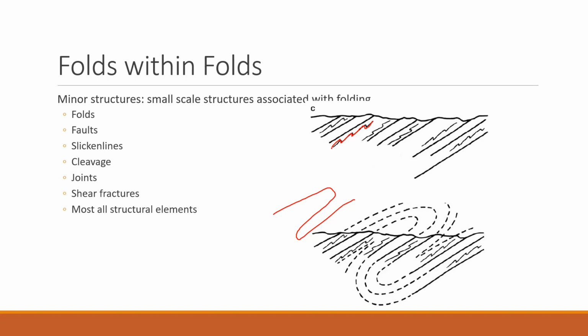We can have small actual offsets, so those would be small faults. We can generate cleavage the same way that we generated cleavage when we had foliation and deformation. We can do that here because this is deformation. We can have joints, which is just breaking apart without offset. Basically, anything on the large scale can also happen on the small scale.